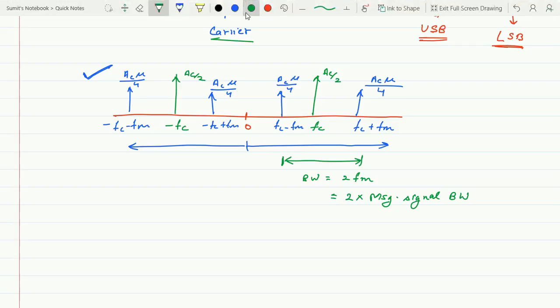So just remember this as a formula. The bandwidth of the message signal, the bandwidth of the AM signal, is twice the bandwidth of the message signal.